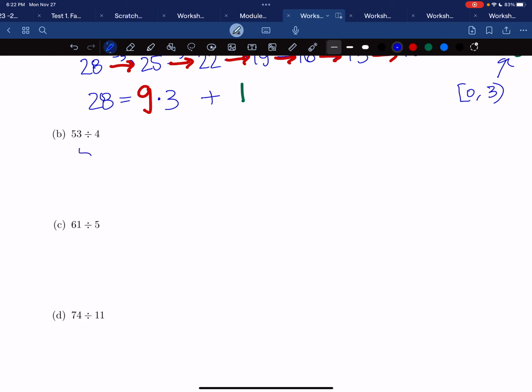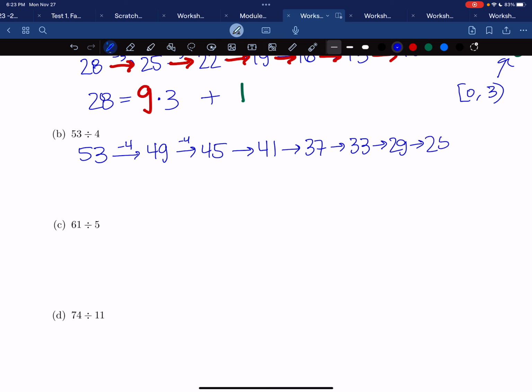Okay, so we can do the same thing with 53 and 4. Every time we're going to subtract 4, so it goes from 53 down to 49, 45, 41. 4 less than 41 would be 37, then 33, 29, 25, 21, then down to 17. We'll keep subtracting 4, so that's down to 13, then 9, then 5, and finally down to 1.